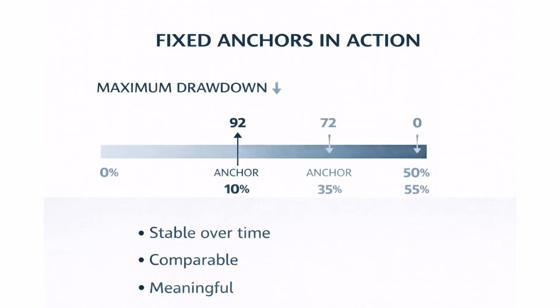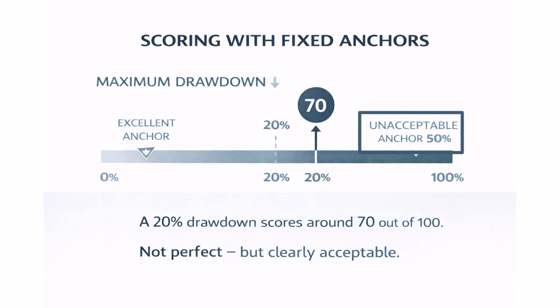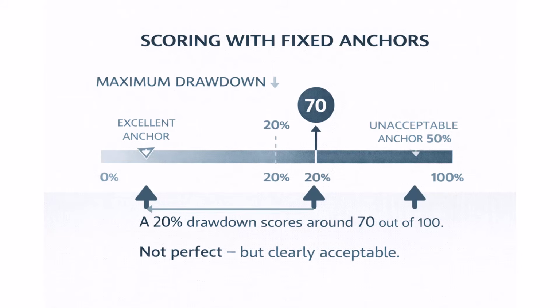Now, the key idea is simple. Every metric gets mapped onto a 1 to 100 score using predefined anchors. Let's start with a metric where lower is better, maximum drawdown. Let's assume that we define 50% drawdown as unacceptable, but 5% drawdown is excellent. Now, those are our anchors. Now we can take an example where a strategy has 20% drawdown, and that value sits somewhere between 5 and 50%. And now the question becomes, how close is 20% to excellent, and how far is it from unacceptable? Now, if you map that onto a 0 to 100 scale, then a 20% drawdown ends up scoring somewhere around 70 out of 100. It's not perfect, but it's clearly acceptable.